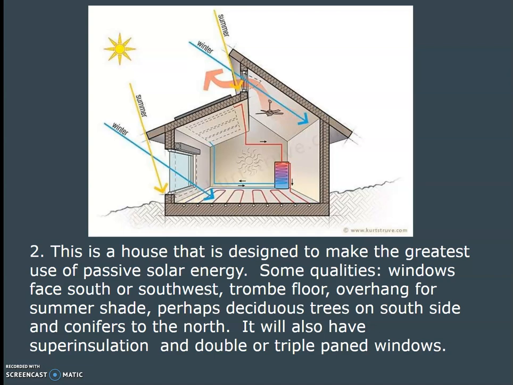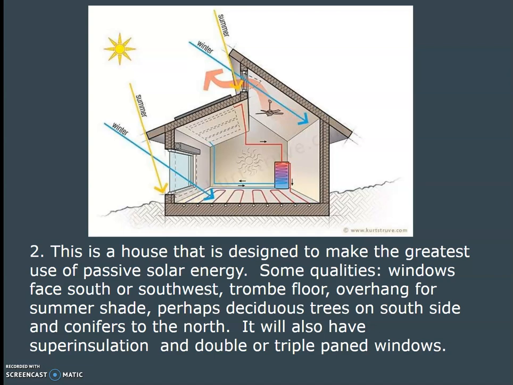Looking at the next one, you want to sketch a house that is designed to make the greatest use of passive solar energy. So not looking at solar cells, but looking at just how the sun is shining in. If you want to make use of passive solar energy, you want the sunlight and warmth to be able to enter in the winter, but then to be able to protect it from the sunlight in the summer. So the shape of that roof is unique to making that happen.